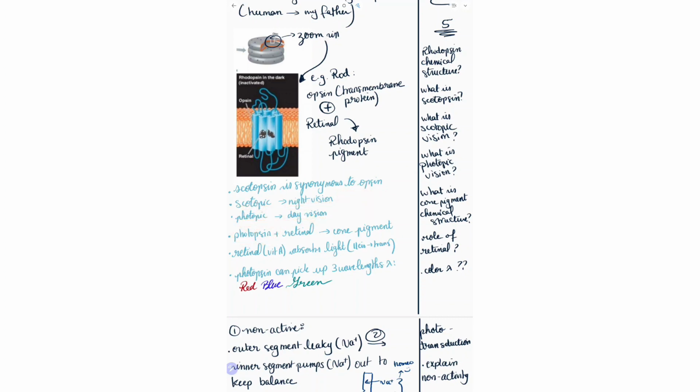Now, what is the role of retinal that is found inside of this rhodopsin? So retinal is actually supposed to absorb the light that is coming in.